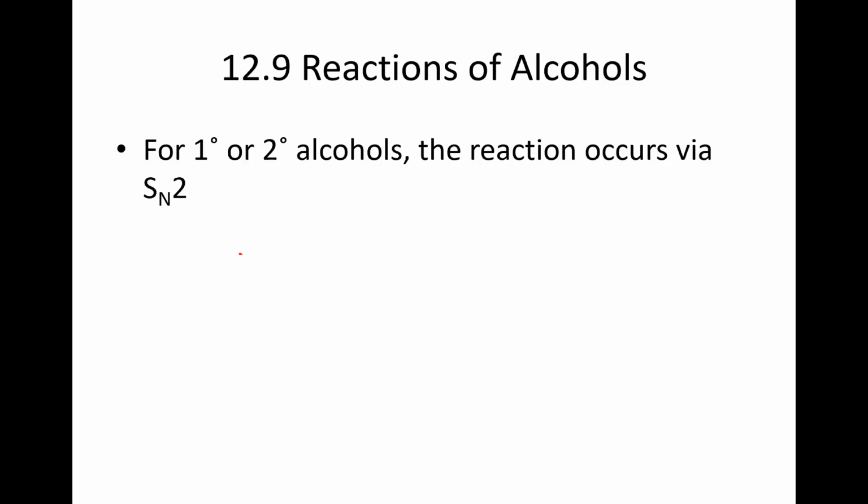So if the alcohol was primary or secondary, the reaction would occur via an SN2 reaction. So let's look at a primary alcohol and then just know that a secondary alcohol would behave the same way. If you have a primary alcohol being treated with HCl or HBr, the product will be a primary alkyl halide, and the mechanism is a little bit different.